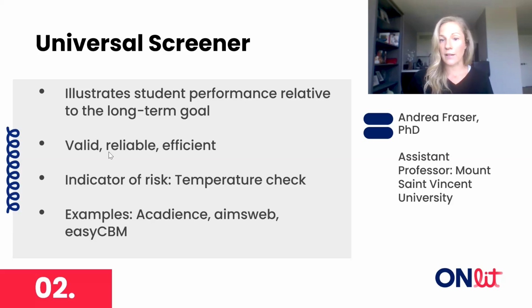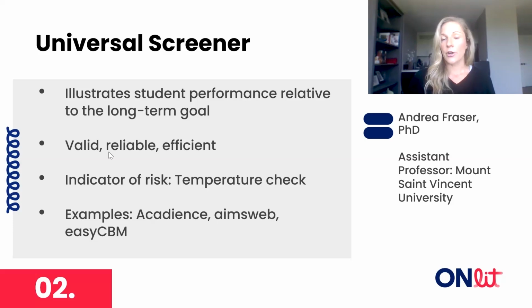Universal screeners are valid and reliable. When an assessment is valid, it is measuring what it is intended to measure. These screening measures serve as an indicator of a broader academic domain, such as fluent reading. And these assessments are reliable, which means there is a consistency of the measure and it has inter-rater reliability. As well, these assessments are efficient. They are timed measures, usually for 1 minute.